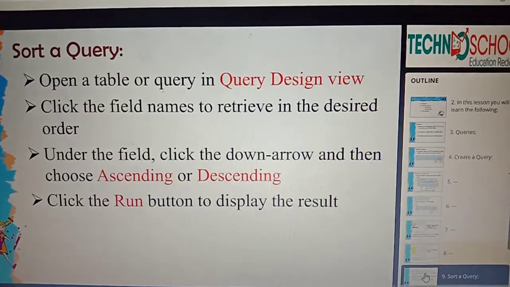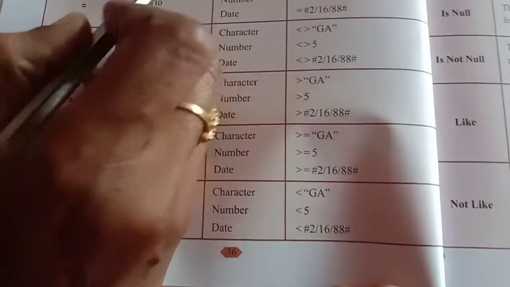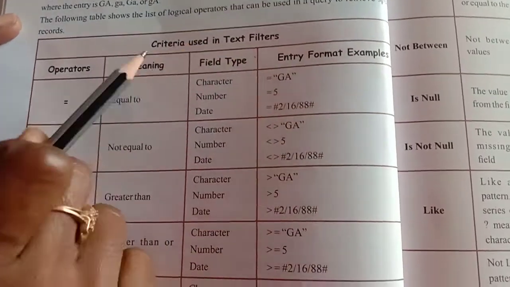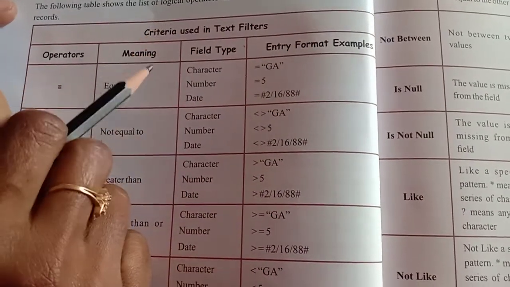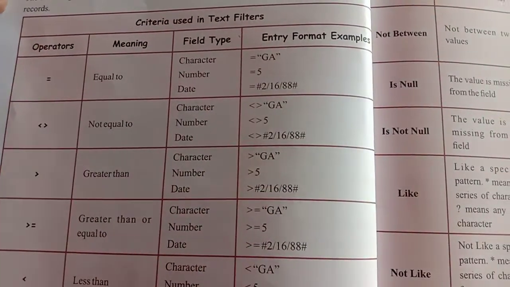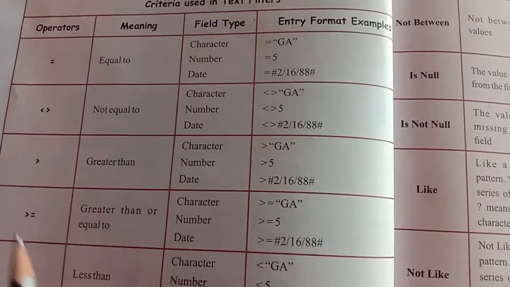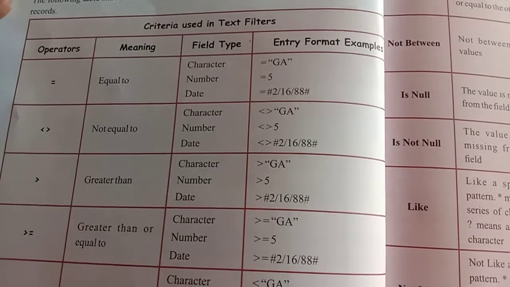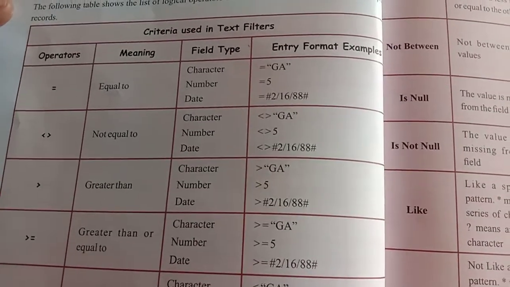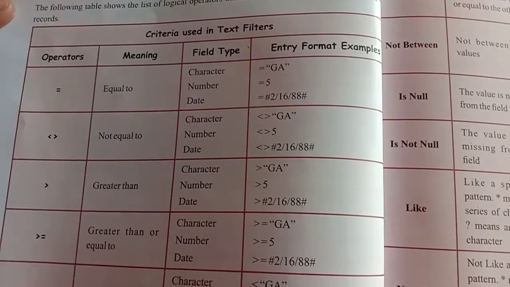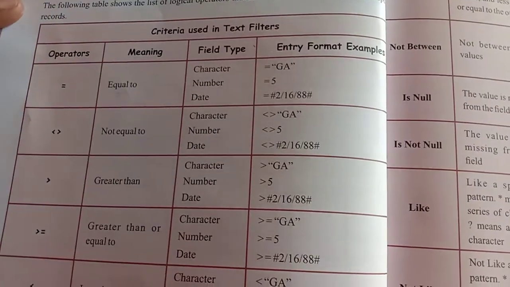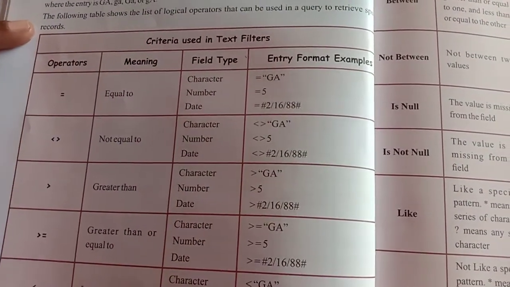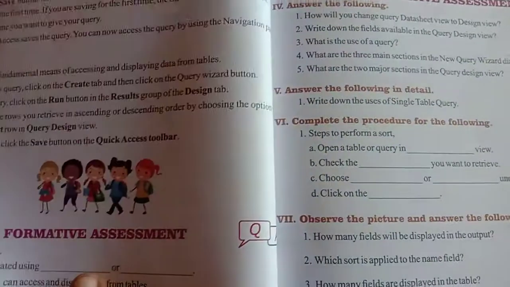Okay. Here we have the criteria used in a text filter. So when we are using filters, at that time we have some criteria, we have operators. Okay, so what are the field types? Already we know what the field types are. We have character, number, date, right? So based upon that we have some criteria here. Okay, you just go through this. In case of any doubt you can ask me in the interactive session.